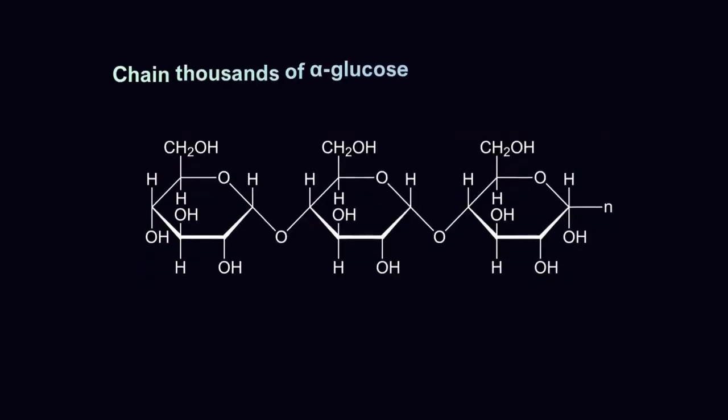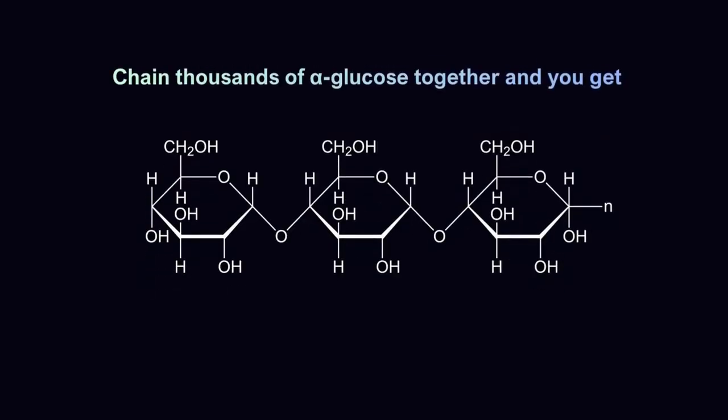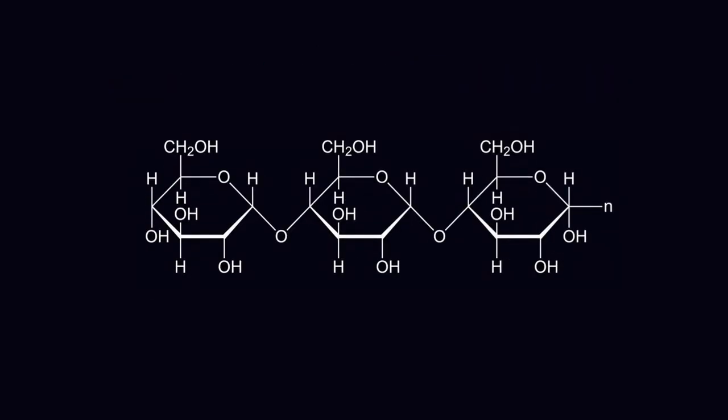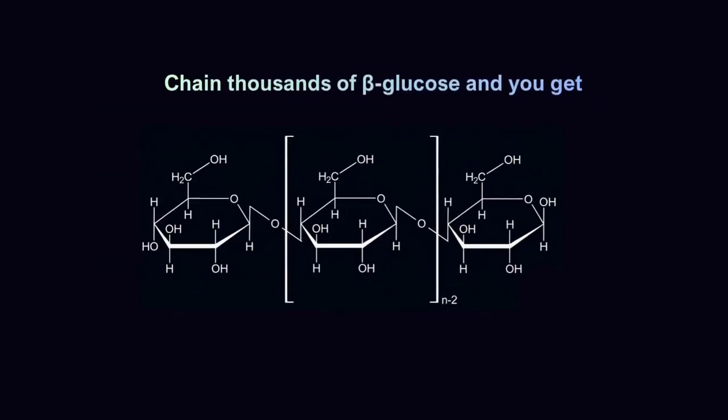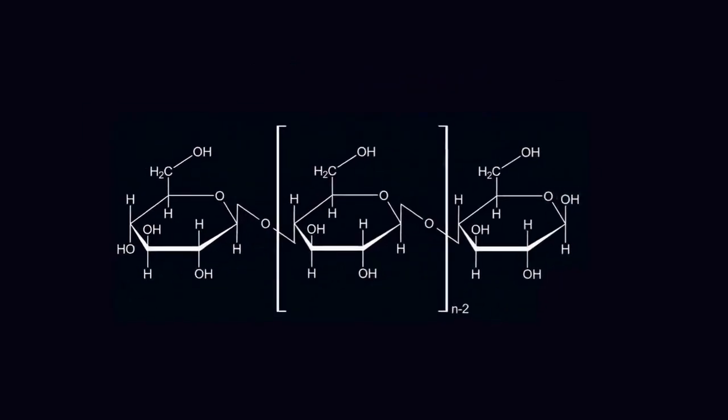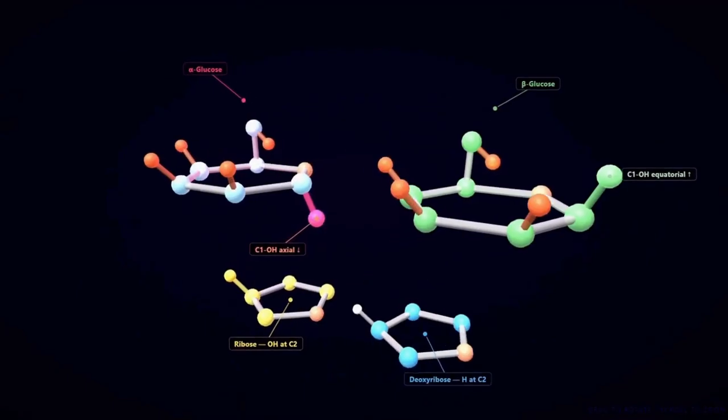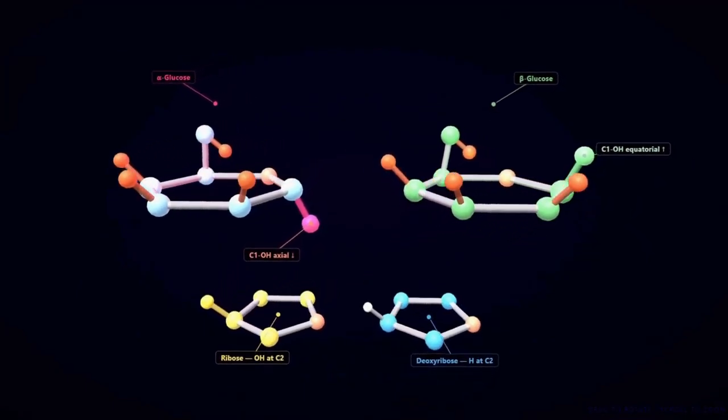Chain thousands of alpha glucose together and you get starch, digestible food. Chain thousands of beta glucose and you get cellulose, wood. 1 atom, 2 worlds. Now shrink the ring.